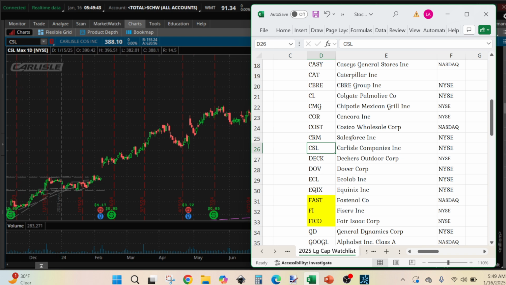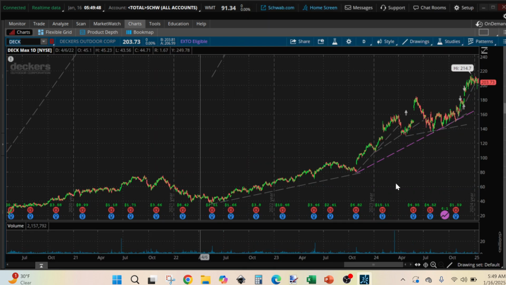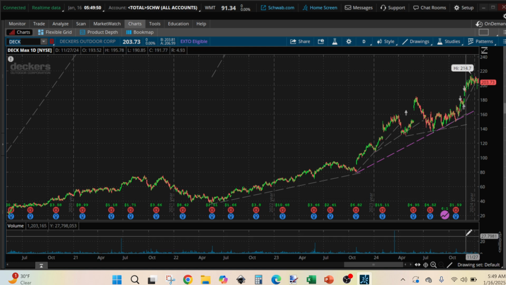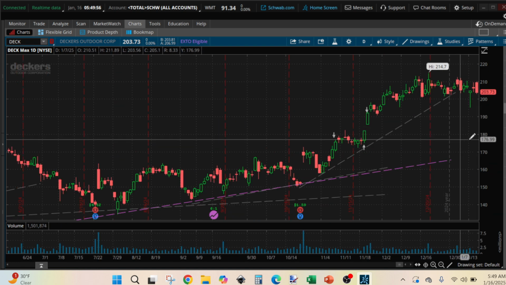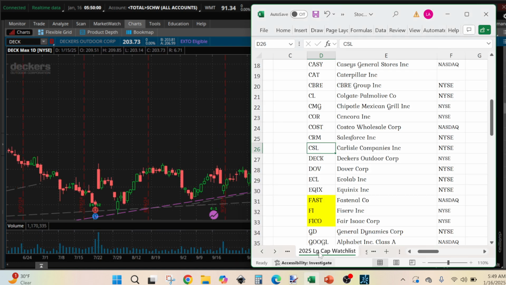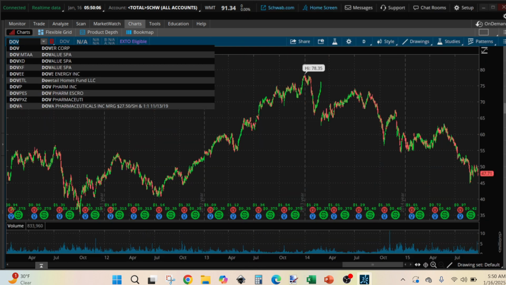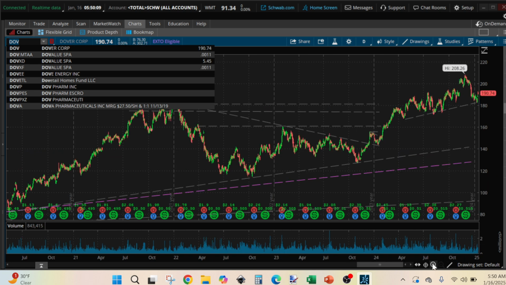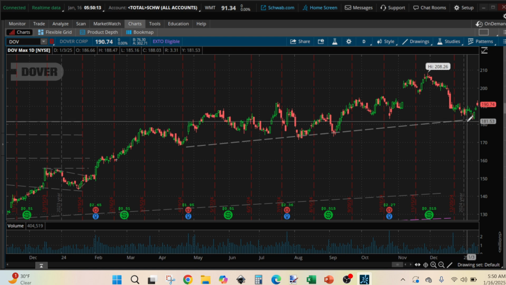The next one is DECK. We like to buy at this trend line, but right now is far from it, since we're following this trend line. The next one is DOV. We like to buy at this purple trend line, but right now it seems to be following this line.